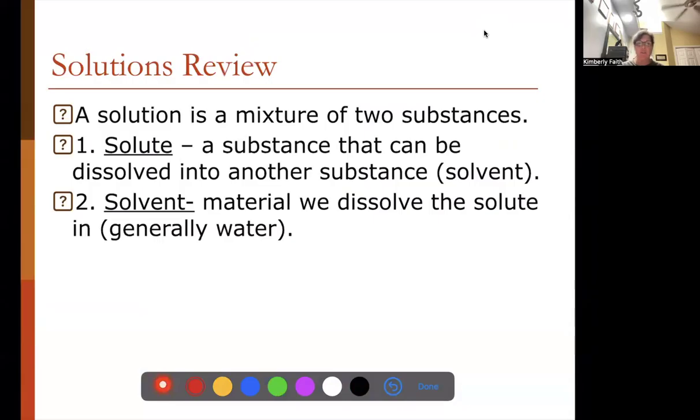A little solution review. So remember, a solution is a mixture of two substances. The solute is what you're trying to dissolve. So if you're trying to dissolve sugar into your coffee, the solvent is what you're dissolving in. And even though you call it coffee, it is basically flavored water. Okay.